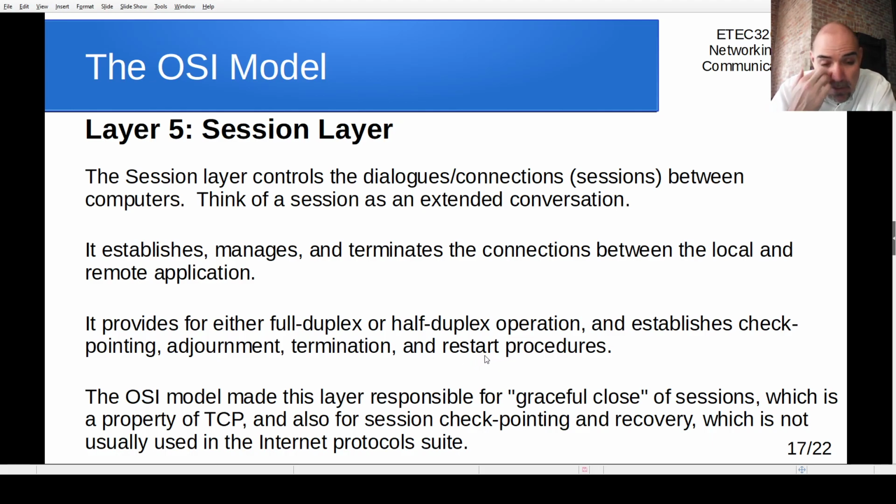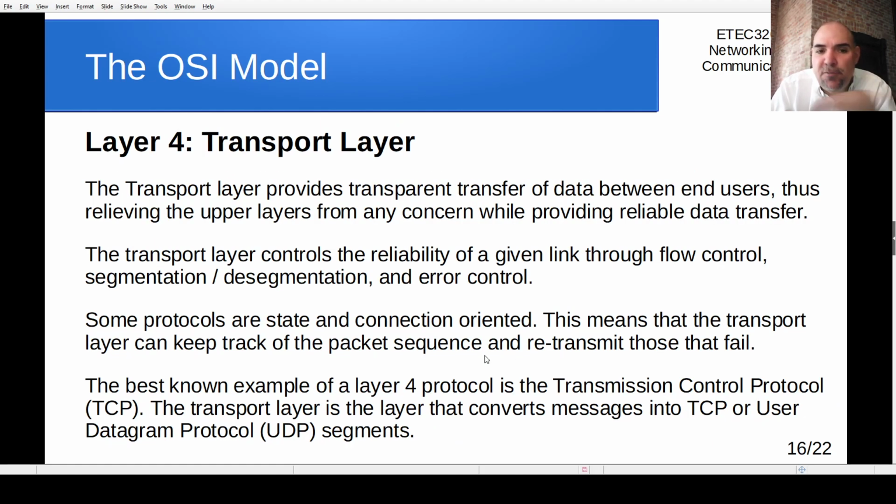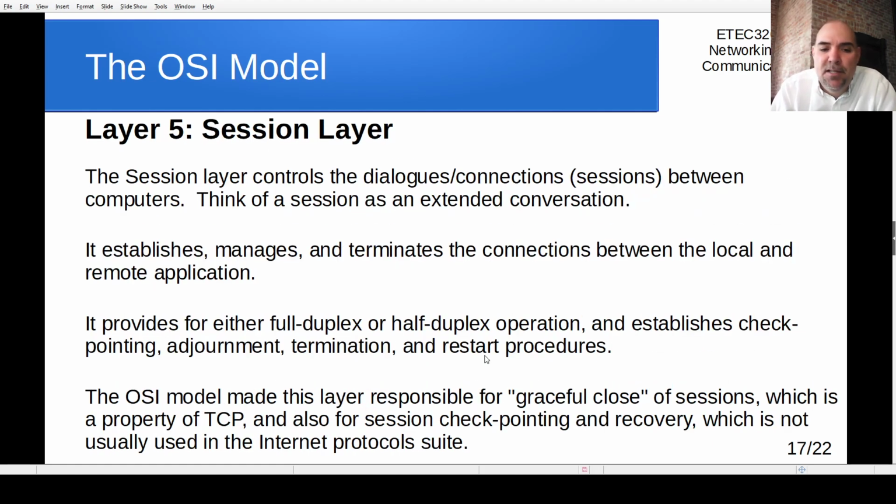So the OSI model made that responsible for opening sessions and gracefully closing sessions. And that is done in TCP. So TCP has both session layer and transport layer parts that it does.